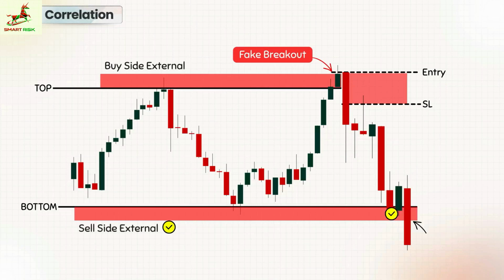That's why, if there's an external liquidity area near an internal liquidity area on the chart, you should always avoid taking trades in that situation. Because in that zone, operators can target liquidity on both sides, which significantly increases the chances of your stop loss getting hit.